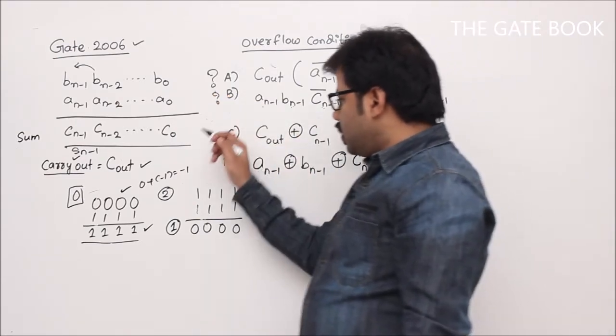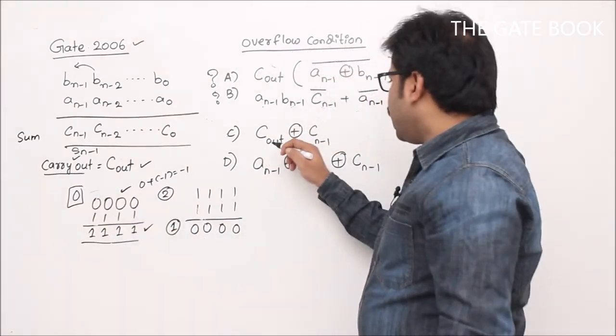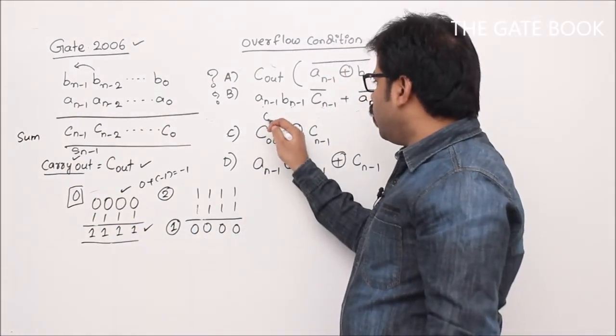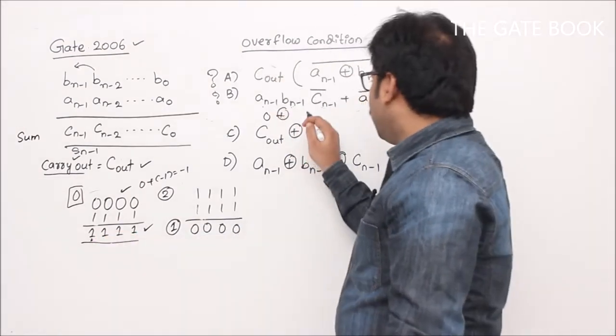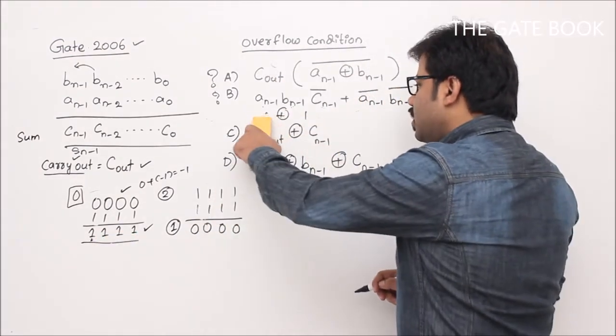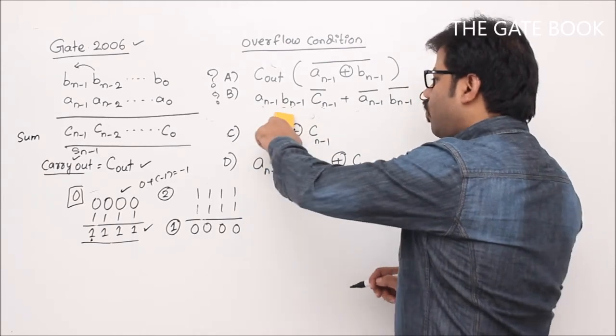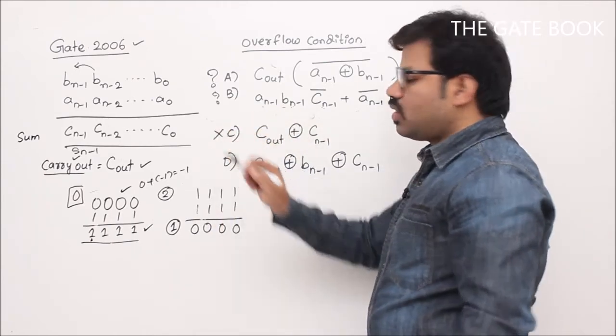Now we'll go to option C. In option C, C out XR Cn minus 1. What is C out? 0. What is Cn minus 1? Cn minus 1 is this bit, right? 1. So 0 XR 1 is 1. This is detecting the overflow when there is no overflow. That means absolutely option C is wrong, right?